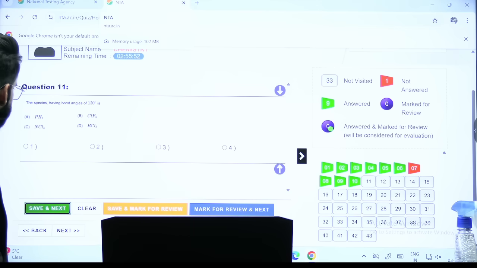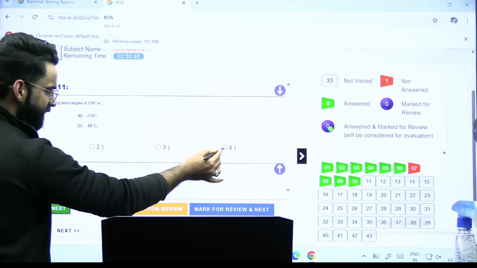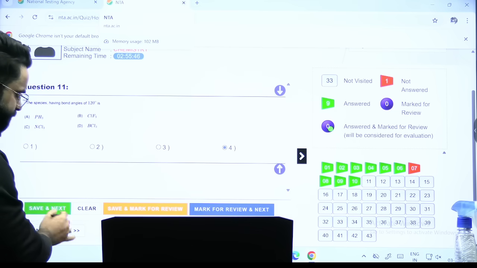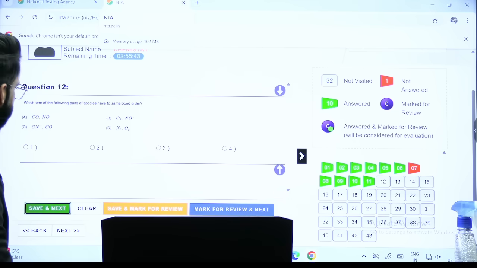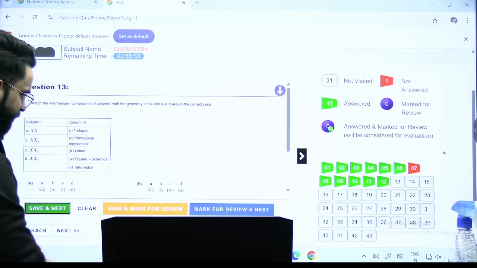The next one. The species having the bond angle of 120 degrees. It's going to be directly BCl3, as you can see, right? I'll go with 4. The next one. Which of the following pairs of species have the same bond order? The ones which are isoelectronic, CN negative and CO. They are isoelectronic, so I'll go with option C, right? The next one.